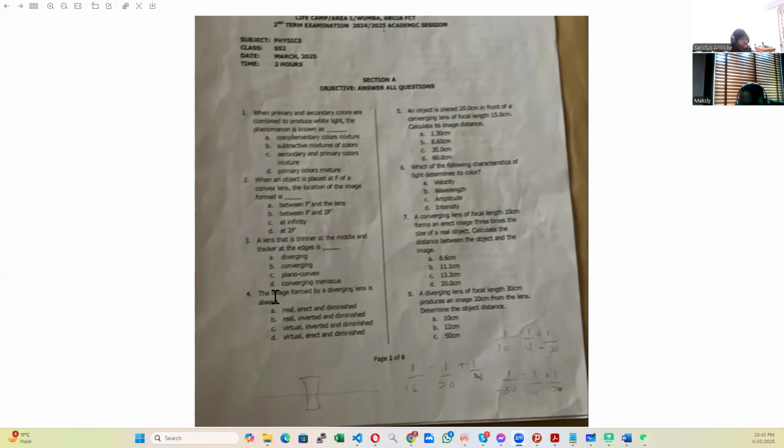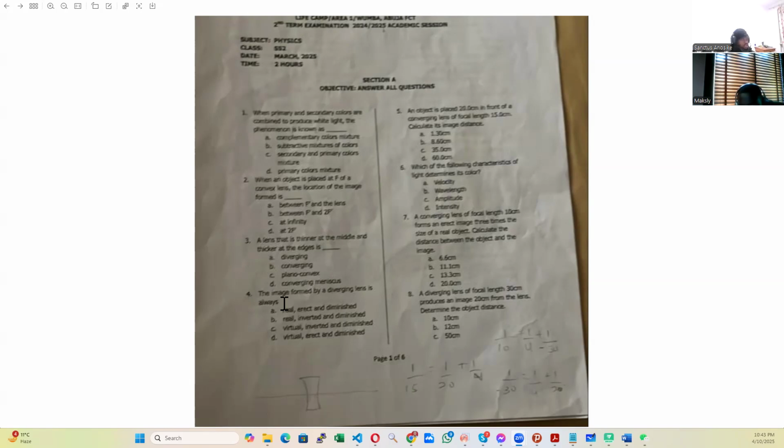The image formed by a diverging lens is always dash. It's always real, erect. No, sorry, virtual, erect, and diminished. Virtual, erect, and diminished. Question number 5. An object is placed 20 cm in front of a converging lens of focal length 15 cm.